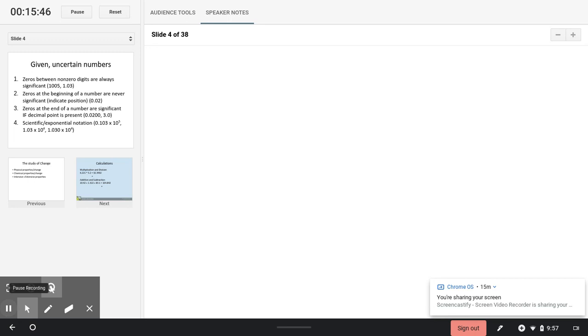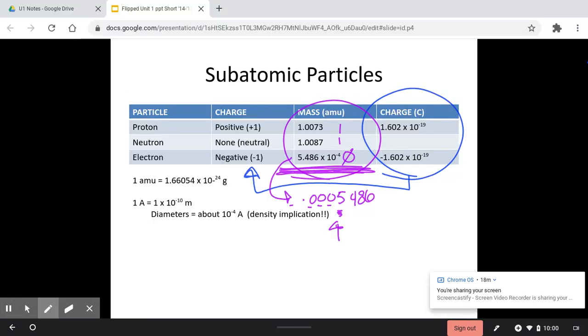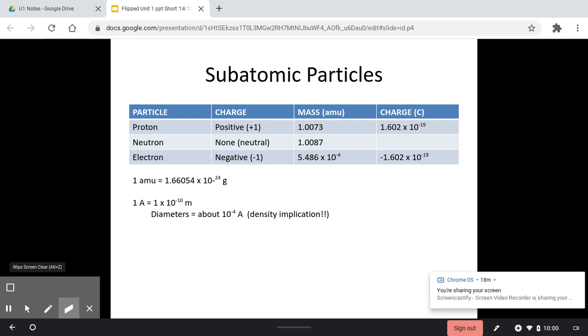Give me a second. All right, here's one of those light blue slides. We'll go over this together in class. And we're on to chapter 2.